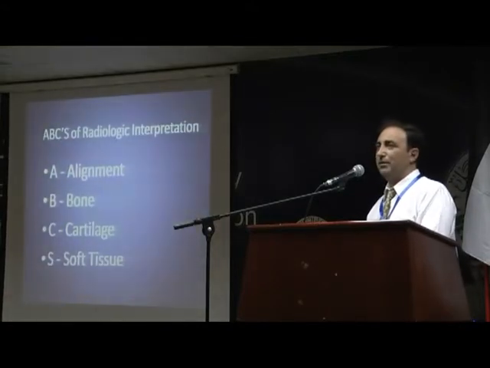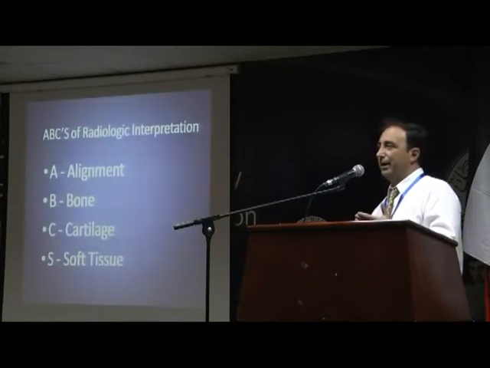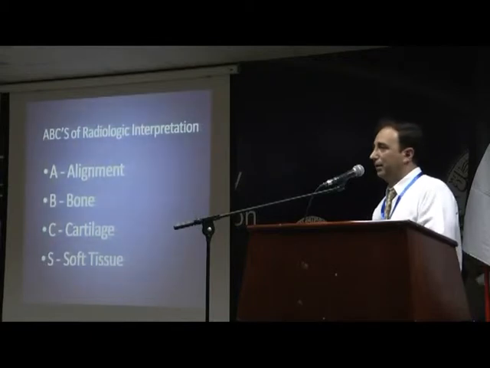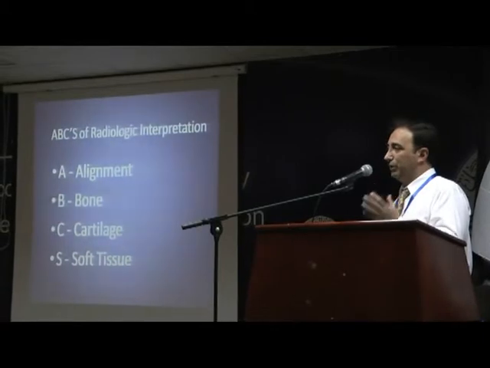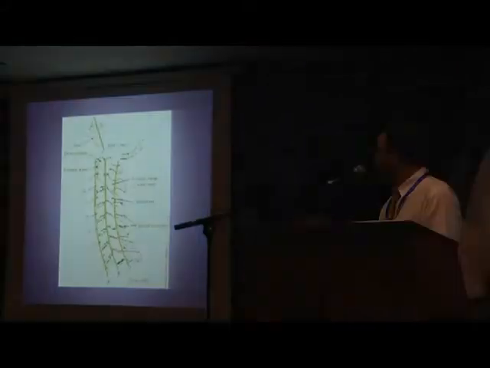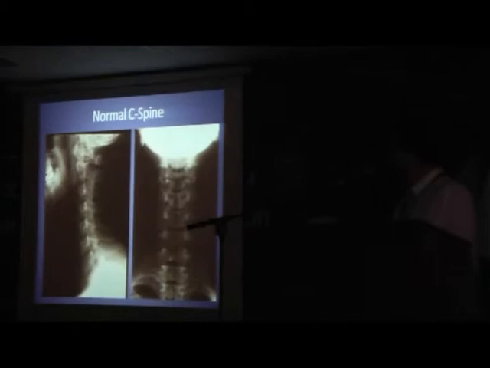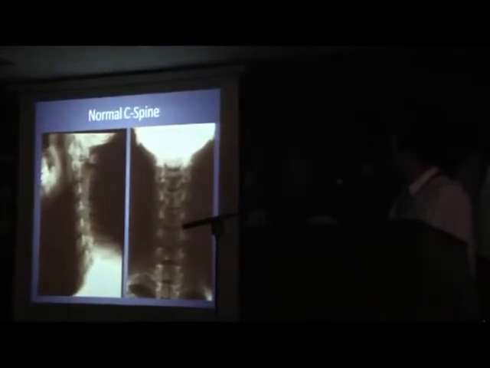We'll begin with this talk oriented towards the technologist and how you can help work as a team with the radiologist. The important thing for us as radiologists when we look at just X-rays are what's called the ABCs, which is the alignment, the bones, the cartilage, and soft tissues. This is just the cervical spine, for example. Again, this is a normal cervical spine.